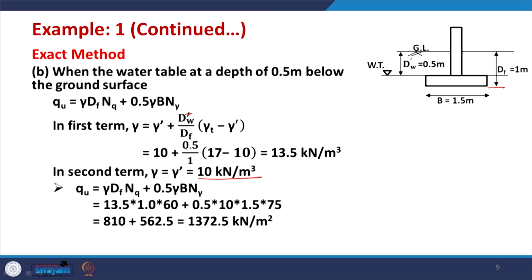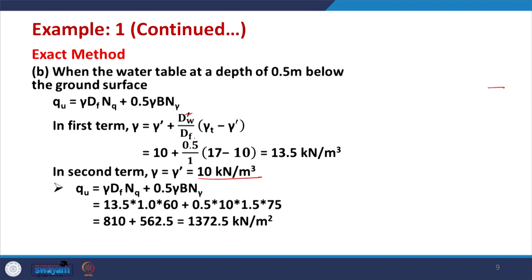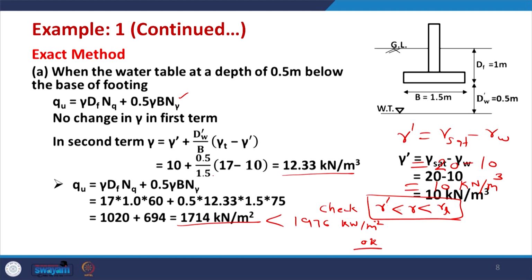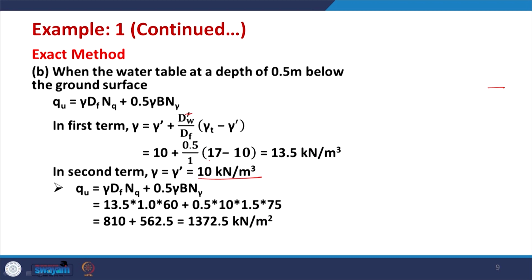t minus gamma, and here one needs to understand that this ratio is dW by dF. In the last slide this ratio was dW dash by B. So, the ratio was divided by B, but now this is divided by dF. This is the common mistake normally made. Once you calculate this, the first term gives you 13.5 and the second term is gamma.